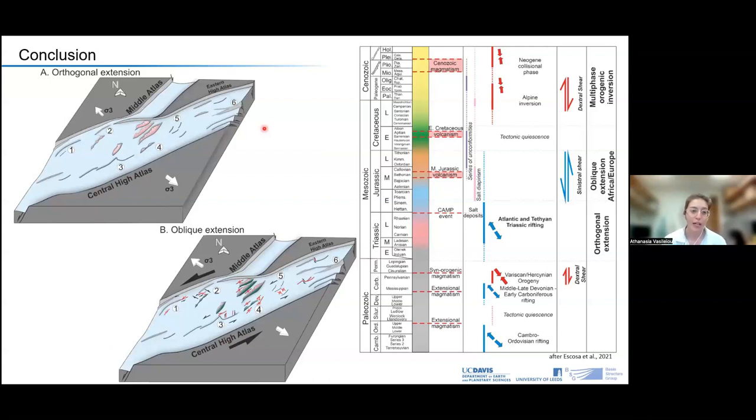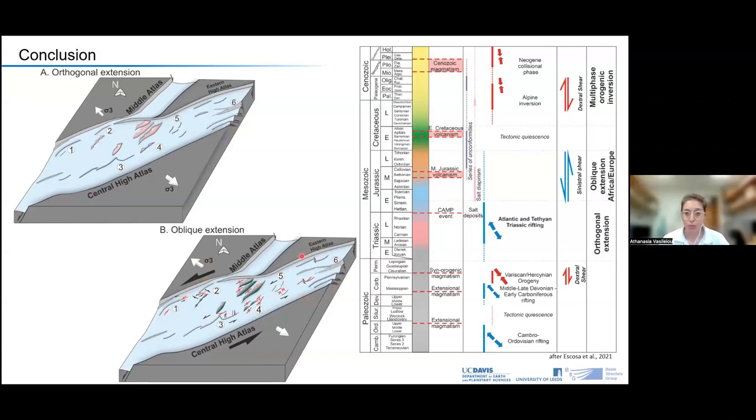So to conclude, we have the orthogonal extension that occurred in the late Triassic until the early Jurassic. And we have the formation of horse relay ramps, and we have fanning towards the north or south against these faults that are not salt driven. And then we have the oblique extension, where we have the reactivation of pre-existing faults. We have the neoformed faults in the red, and we see mostly translational but also transpressional structures.